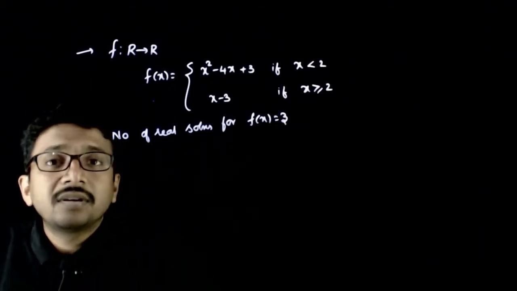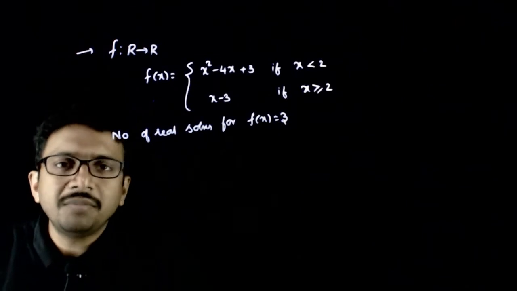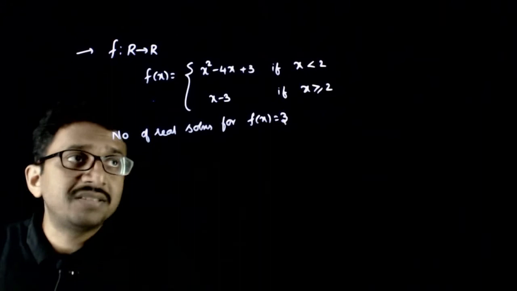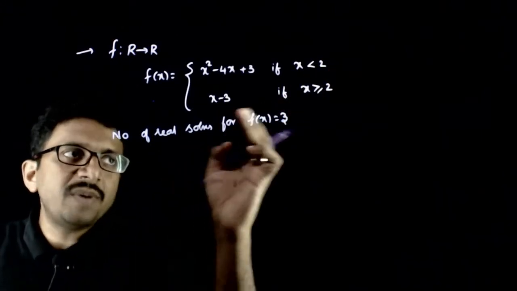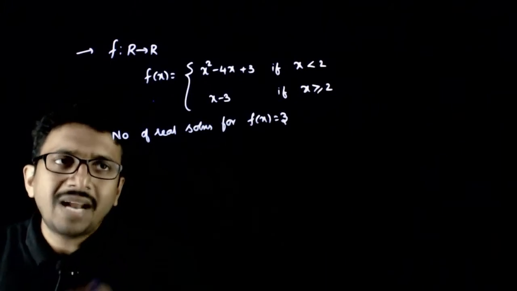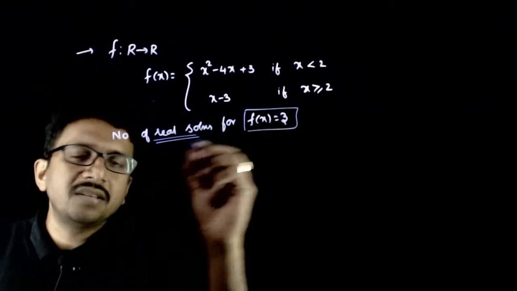So welcome students. In this question, given that a function is defined from real numbers to real numbers and f of x is equal to x square minus 4x plus 3 if x is less than 2, and x minus 3 if x is greater than 2. It is a piecewise defined function. You are asked to find the number of real roots to the equation f of x is equal to 3.